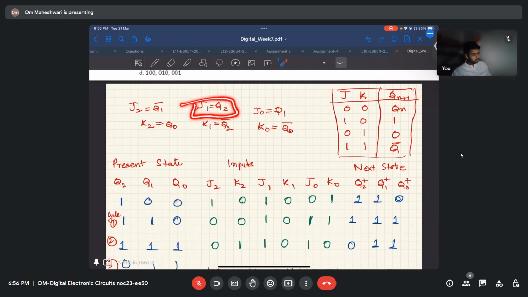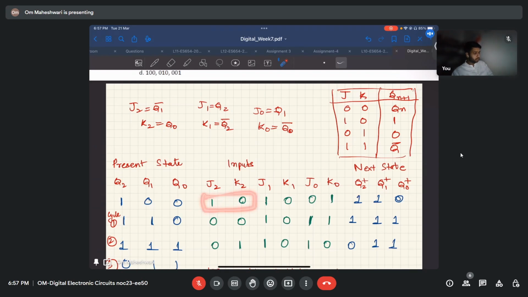J1 is Q2, so Q2 is 1. J1 will be 1. K1 is Q2 bar. Q2 is 1, so Q2 bar will be 0. J0 is Q1, so Q1 is 0. J0 is 0. K0 is Q0 bar. Q0 is 0, so Q0 bar will be 1. That is K0. Okay.